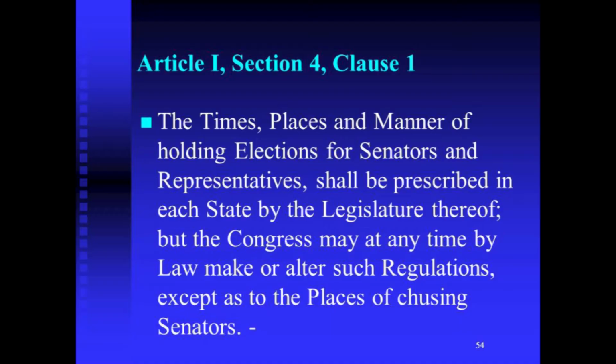We can't forget this. Article 1, Section 4, Clause 1. The times, places, and manners of holding elections for senators and representatives shall be prescribed in each state by the legislature thereof, but the Congress may at any time make law or alter such regulations of law except as to the place of choosing senators. Well, the senators were originally chosen by the states, so they couldn't change that. The state legislatures did that, which I think we should go back to, quite frankly, because once we had popular elections of the senators, the states lost their power over the federal government. That was another check and balance between the states and the federal government that we've lost.